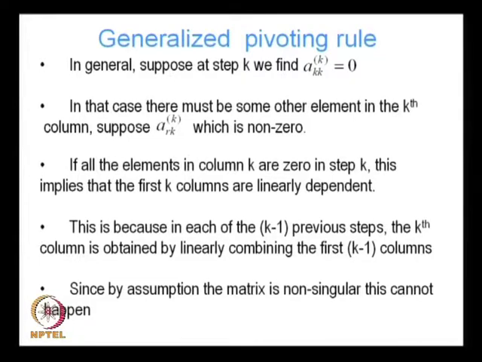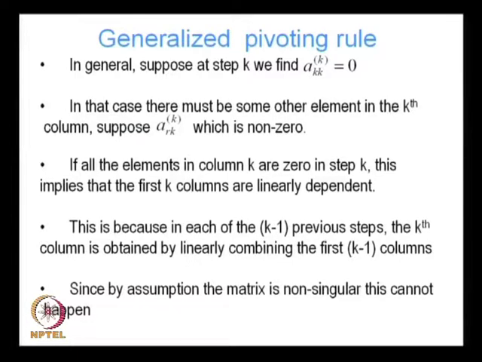Because if all the elements in the kth column are 0, this implies that the first k columns are linearly dependent, because to reach the kth step, we have formed the kth column by taking scalar multiples of the first k minus 1 columns. So, if all the terms in the kth column are 0, it only means that the first k minus 1 columns are linearly dependent. Recall our discussion of linear dependence and linear independence from our previous lecture.